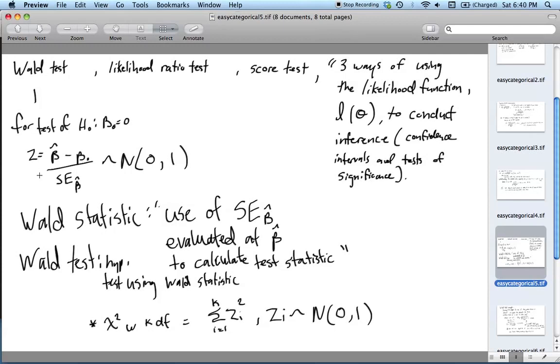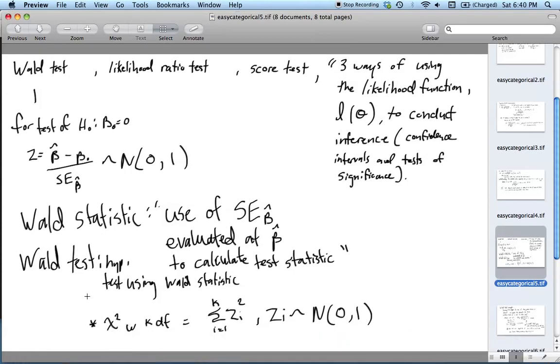So it's very simply, we already sort of did this: parameter estimate minus null parameter over the standard error of the parameter estimate should be normally distributed. The Wald statistic is the use of the standard error of the estimate evaluated at the estimate to calculate the test statistic. If you want to say what a Wald statistic is in a sentence, that's it. And Wald testing is doing a hypothesis test using the Wald statistic.